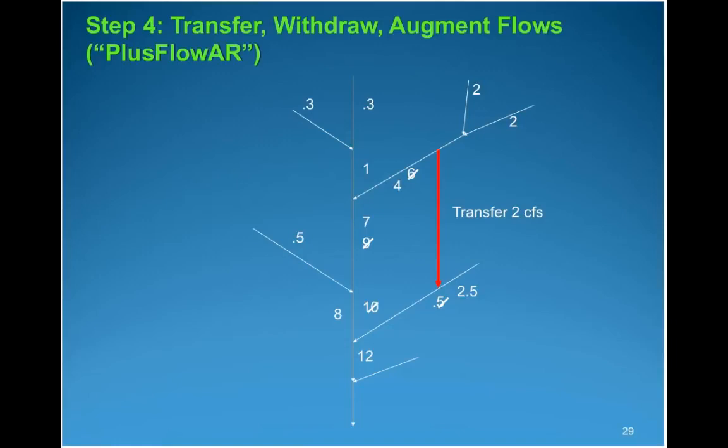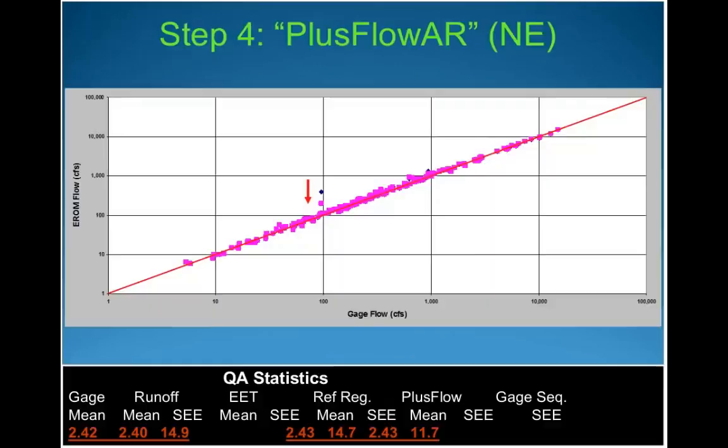Then step 4 lets us account for additions and removals from the flow network. There's a table called Plus Flow AR that contains records that tell us where flows are added or removed from the network. And currently this table only includes a few of the largest water transfers, but the structure is there so that we could represent lots more detail if we had the data to support it. This shows here the results of additions and removals for the New England region. And you can see that for most of the gauges it had no effect at all, but it improved the estimate considerably for that one outlier.